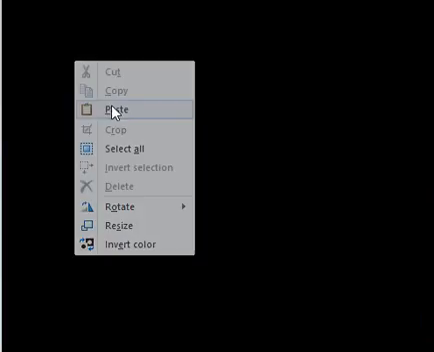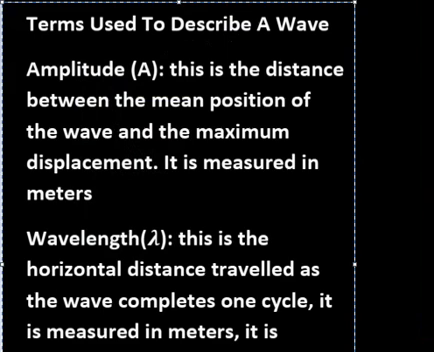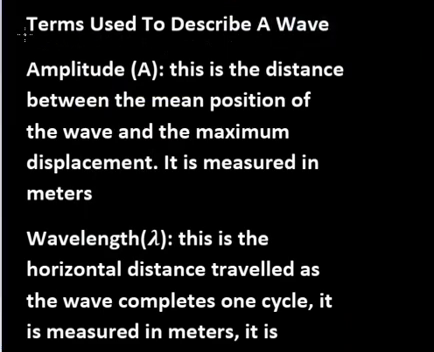So now I have it here. All right, the terms used in describing a wave. So we are starting with amplitude. Every wave has amplitude, and of course A is the symbol used for amplitude. So what is the amplitude of a wave?